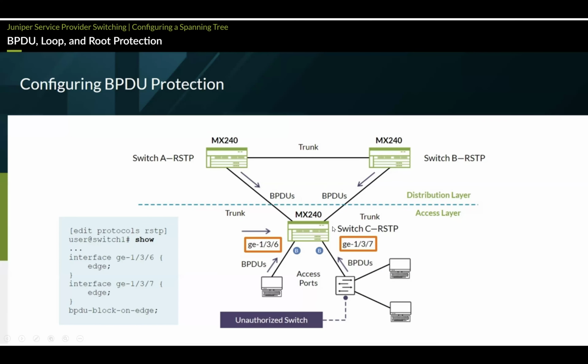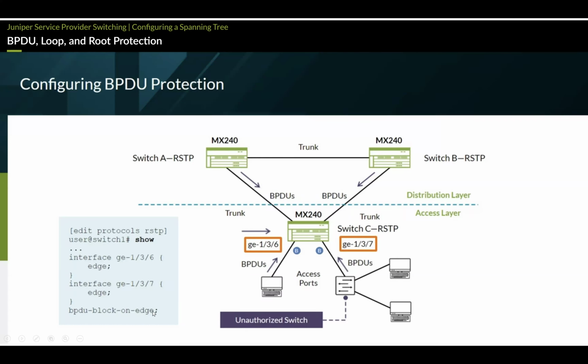See here, these two switches are the distribution switches. This switch one is the access switch. From the access switch, multiple end devices are connected. This is an unauthorized or unmanaged switch sending the BPDU here. Okay, so edit protocols RSTP. Under the RSTP protocol, you can set the interface as an edge interface. That means the administrator declares this port is not connected to any switching devices. That's why they are configuring this port as an edge port.